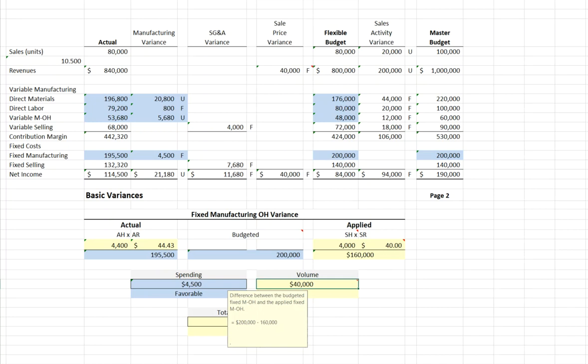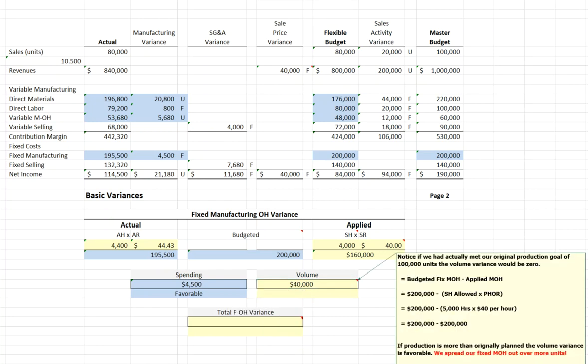Again, that's the difference between our budget amount of 200,000 and how much we've applied, which is 160,000. One of the things you should notice is that if we had originally met our production goal of 100,000 units, we would have had a flexible budget amount, or we would have applied 5,000 hours right here, and we would have applied $200,000 in overhead, and we would have nothing for our volume variance.